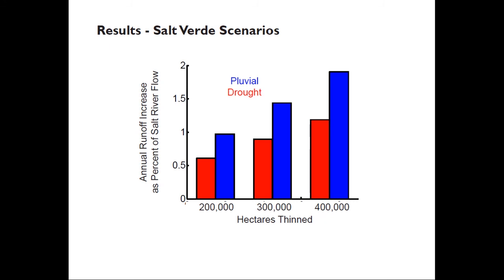A group at Arizona State ended up using a process-based model to look at the same thing. They found an estimate of 0 to 4% increase in Salt River flow. So we have converging lines of evidence that this is the case.